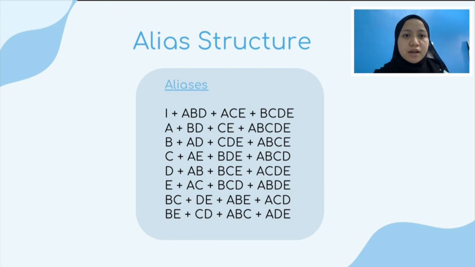So the aliases are I plus ABD plus ACE plus BCDE, A plus BD plus CE plus ABCDE, B plus AD plus CDE plus ABCE, C plus AE plus BDE plus ABCD, D plus AB plus BCE plus ACDE, E plus AC plus BCD plus ABDE, BC plus DE plus ABE plus ACD, and lastly is BE plus CD plus ABC and ADE. So we have 8 alias structure in this experiment.